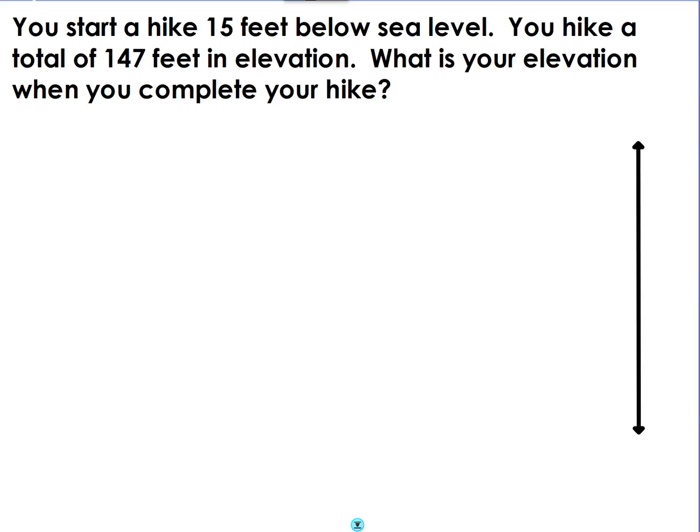Next problem. You start a hike 15 feet below sea level. So here's sea level, which is 0. And I start my hike 15 feet below. So that's kind of like negative 15. But you can also just do an arrow down and say that this is 15 down.